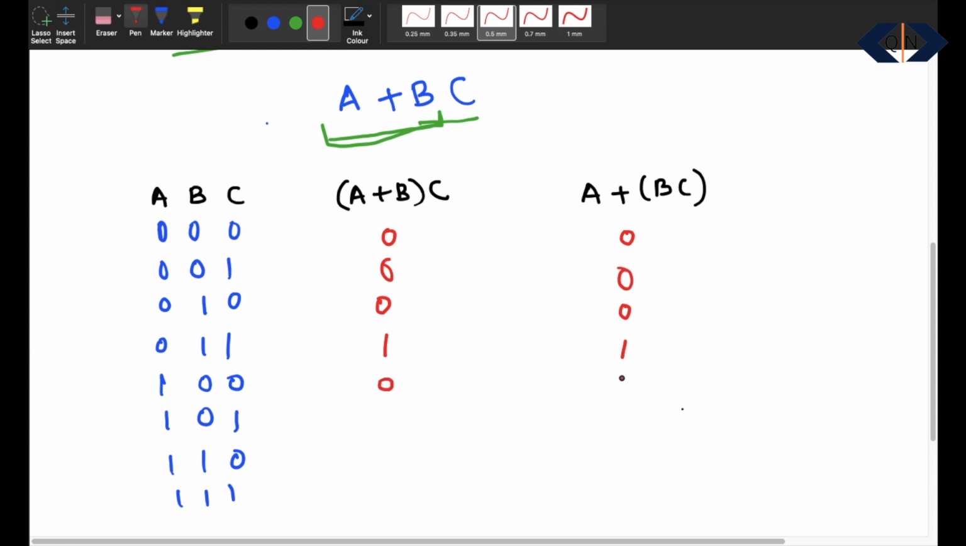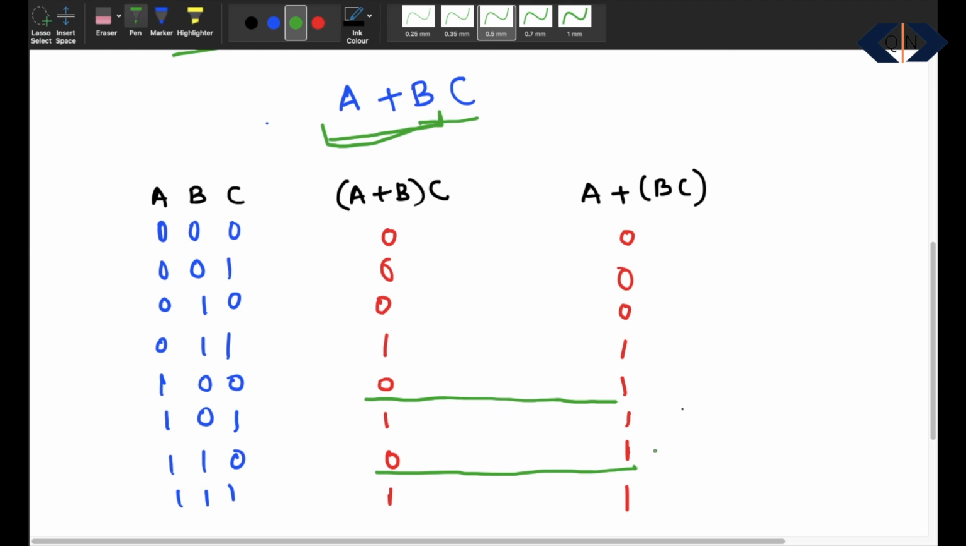And here it is 0, here it is 1, here it is 1, and here it is 1. Here we saw a difference. And here it is 0, here it is 1, here it is 1, here it is 1. So we can see that we are seeing a difference here, and we are seeing a difference here also. So from here we can get that we can't perform it in this way; we have to stick to one way so that we can get a consistent result.